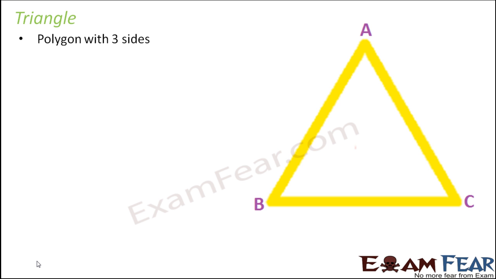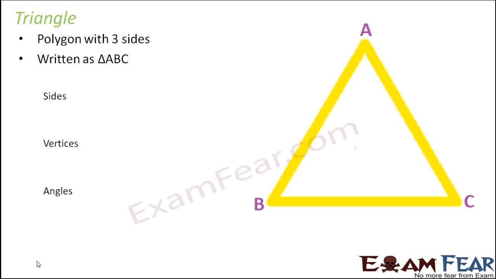That means it is, what is a polygon? Polygon is a geometrical shape which is a closed figure, completely closed, and it is made up of only line segments. So triangle is that type of polygon which is made up of three line segments. So there are three sides in a triangle.